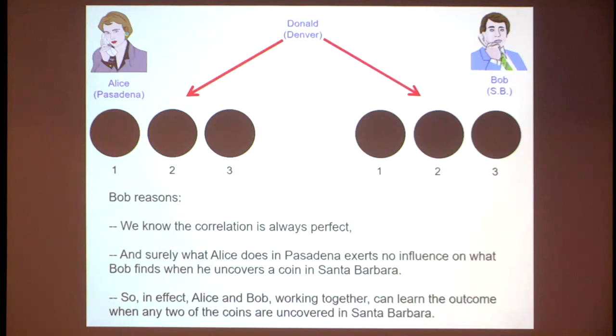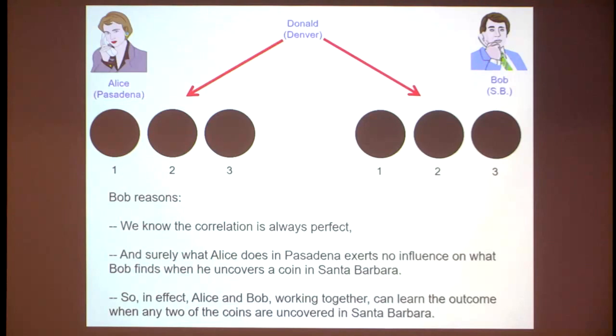Makes sense, right? And Alice says, well, maybe so, Bob, but you know, I'm not quite sure. I sort of have nagging doubts because we'll never really know for sure in this particular case what I would have found if I had uncovered coin number 2 when you uncovered coin number 2, because I didn't. I uncovered coin number 1 instead, right? And there's no way you can ever uncover 2 of the coins.